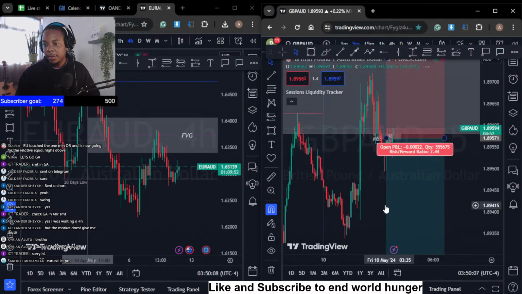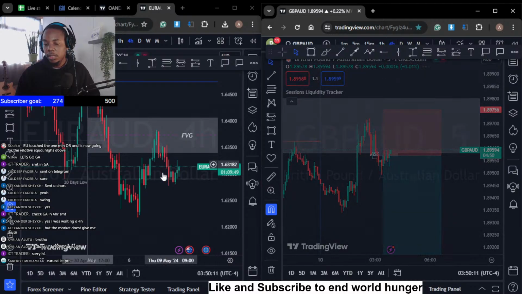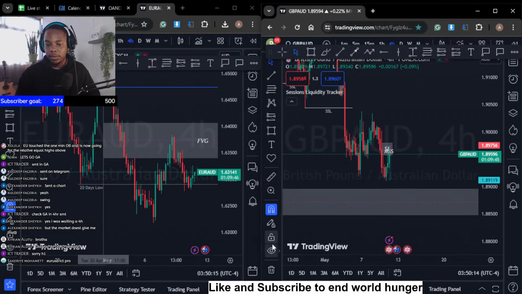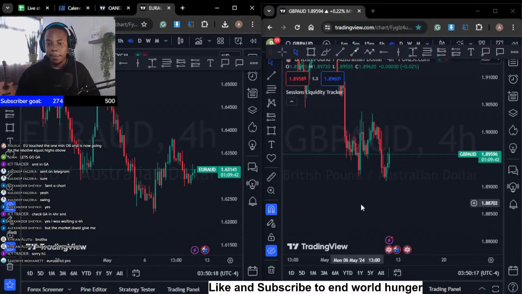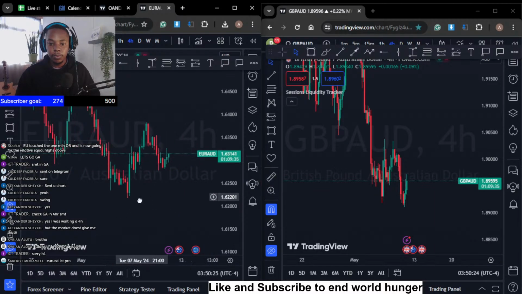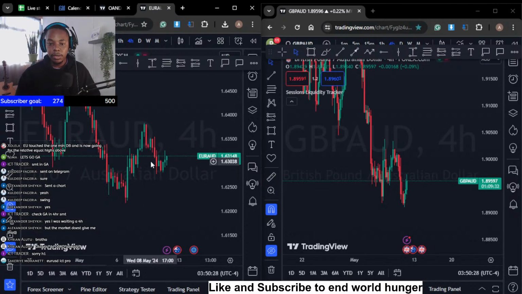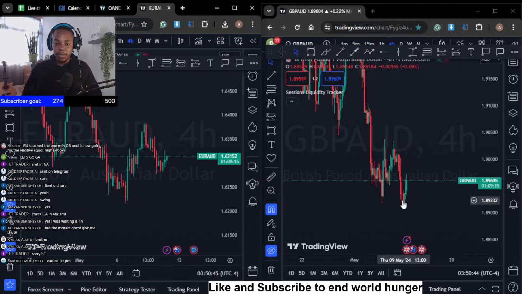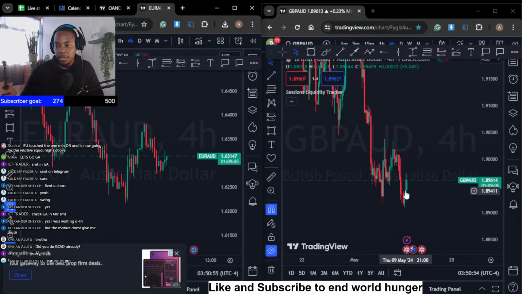GA. Yeah, I can see the SMT on both of them. GBP AUD failed to take out this low here, and then Euro AUD failed to take out the low, while GBP AUD did take that low. So yeah, I can see that SMT that you were talking about. Which means Euro AUD is the stronger one, GBP AUD is the weaker one.